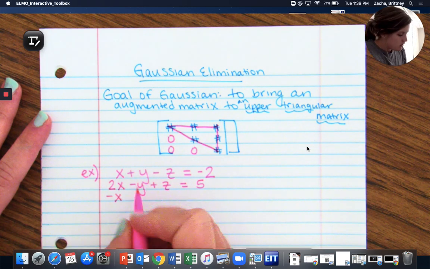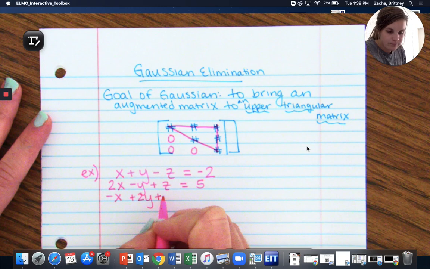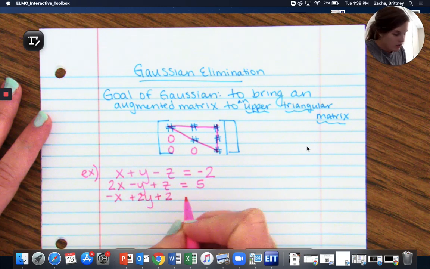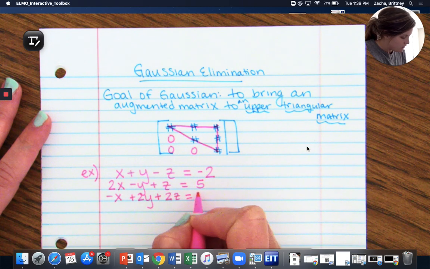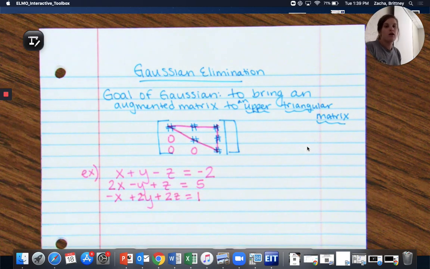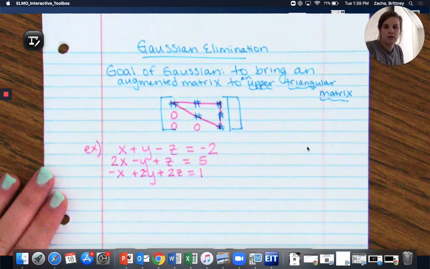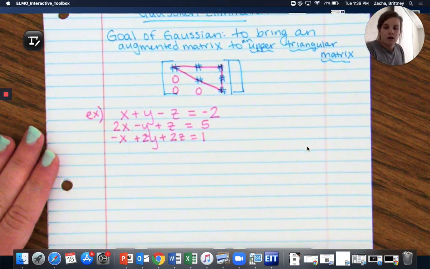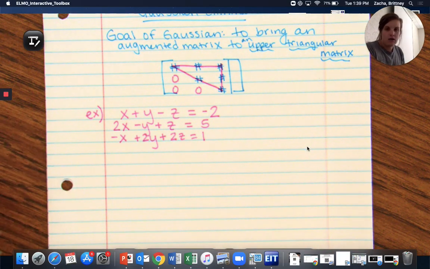All right, so here's your three variable system. Remember, you're in 3D, in which all three of these planes are intersecting, and you're trying to find that point of intersection where the three planes intersect. So your first step is to take this and write it as an augmented matrix.